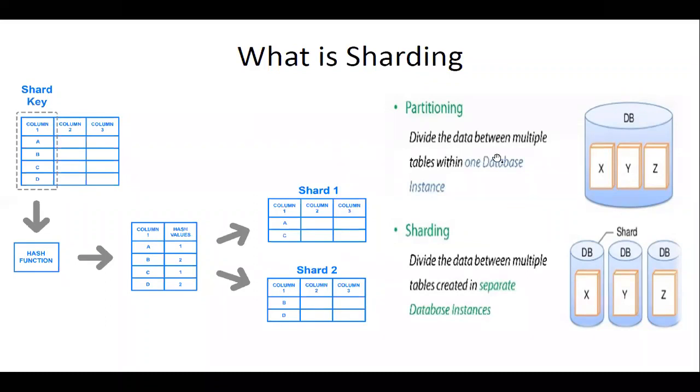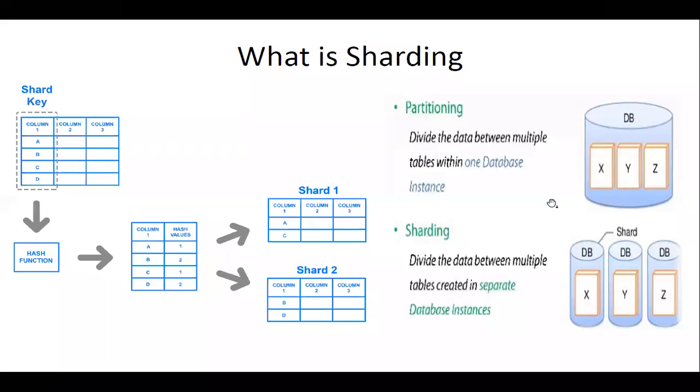That is, divide the data between multiple tables within one database instance, right? You'll be having only one database instance, and you will be dividing the multiple tables, right? And then suppose if you say sharding, divide the data between multiple tables created in separate database instances. If you are creating multiple tables in a single database instance, that is called partitioning, right? So all the partitions will be residing in one single database instance.